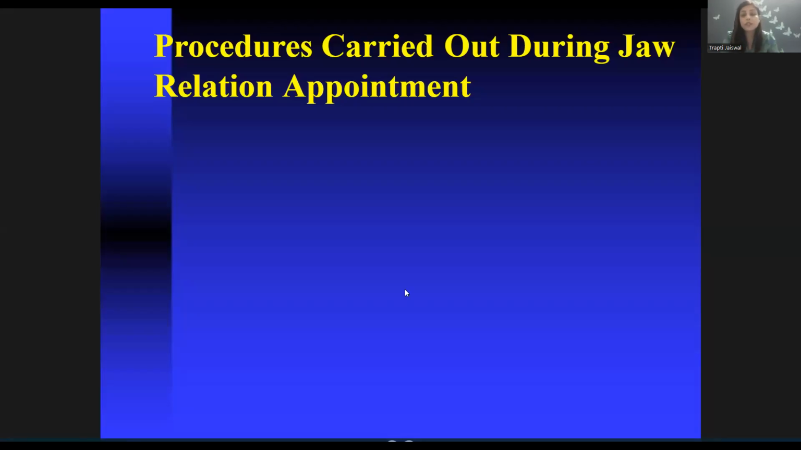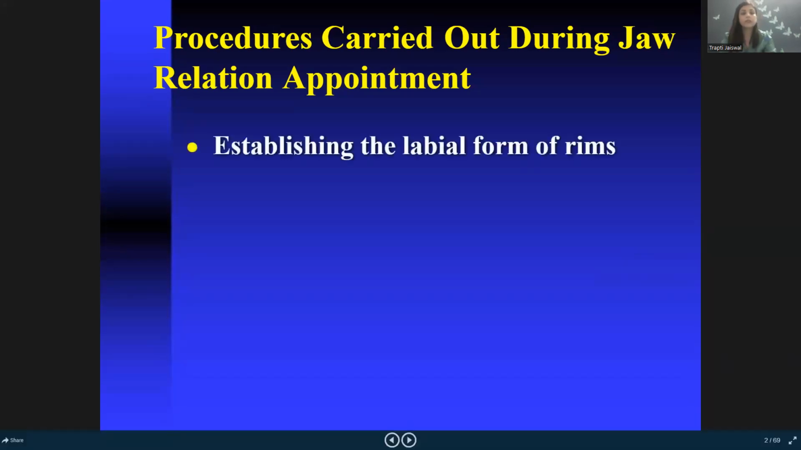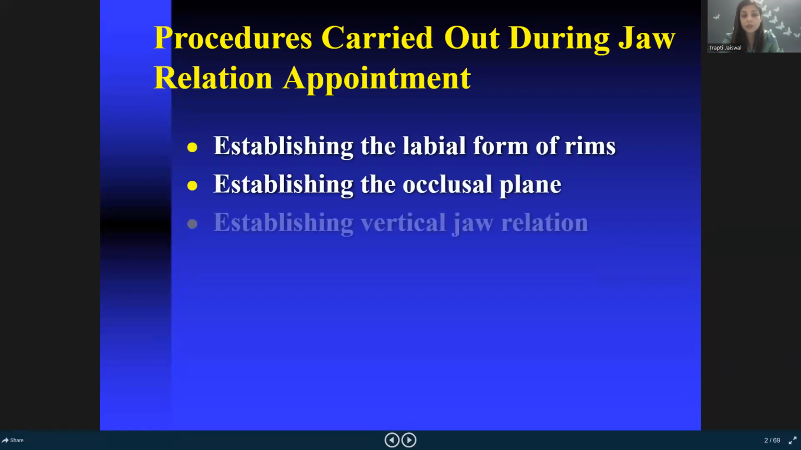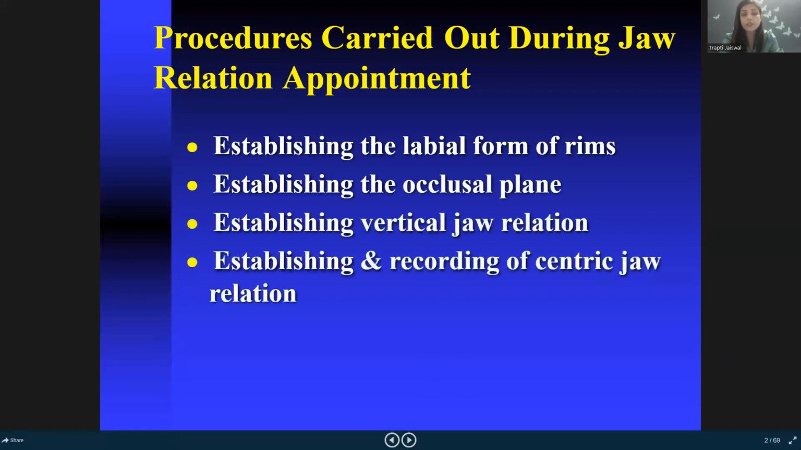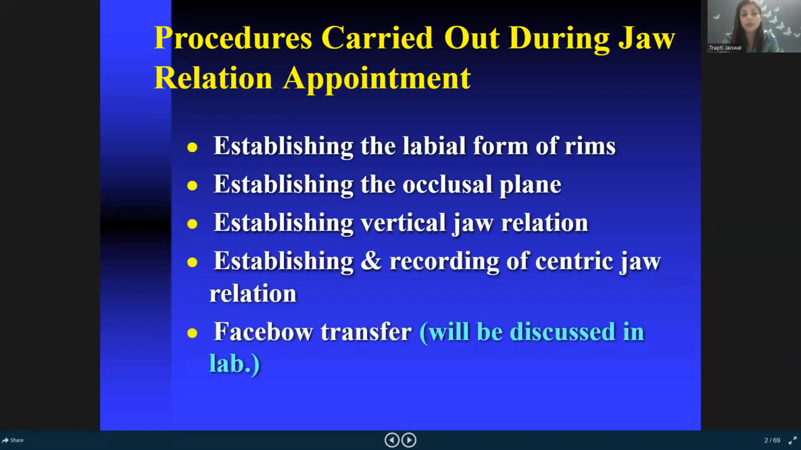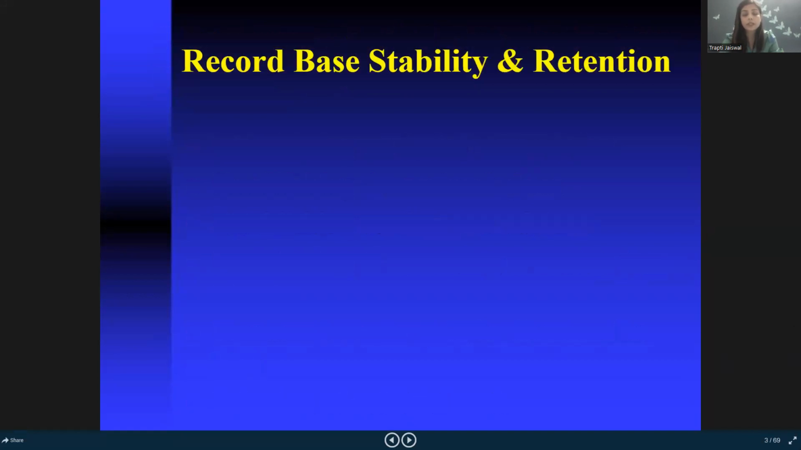So what are the procedures we carry out during the jaw relation appointment? First, we establish the labial form of the rims, so we'll check the labial form of the rim. We'll check the occlusal plane, establish the vertical jaw relation, establish and record the centric jaw relation, then do the face bow transfer and selection of artificial teeth.